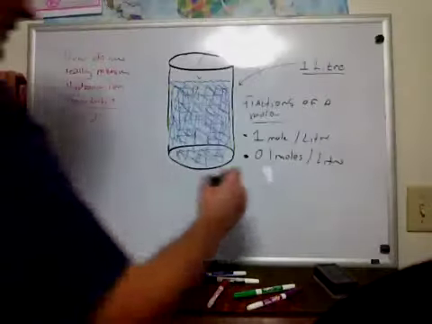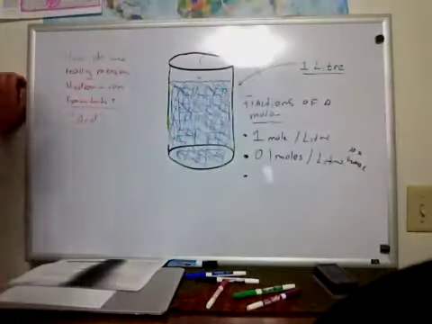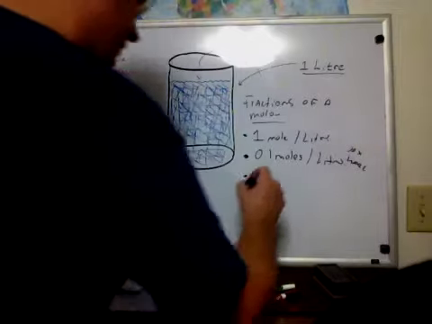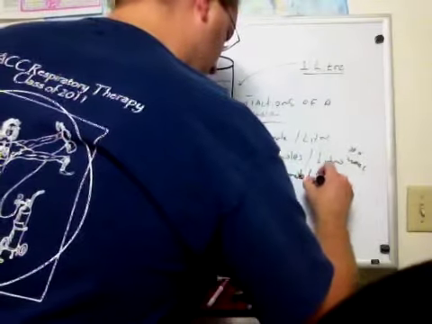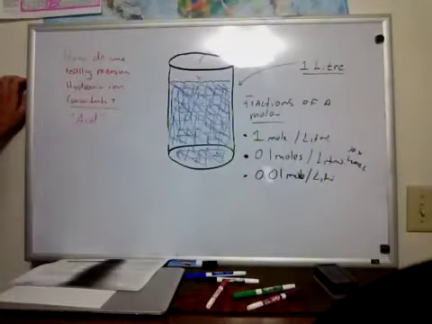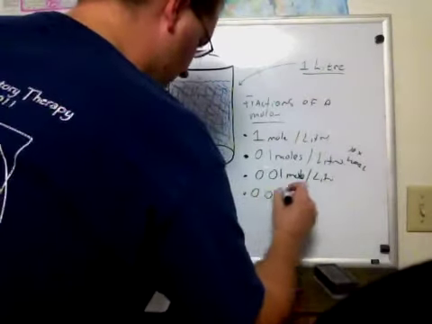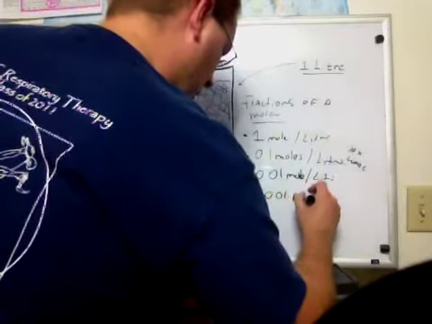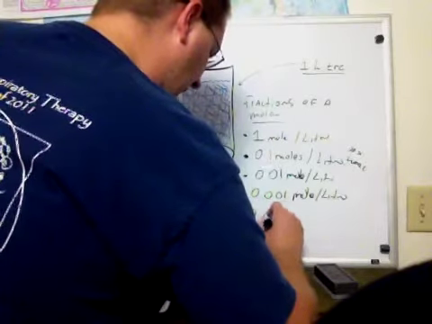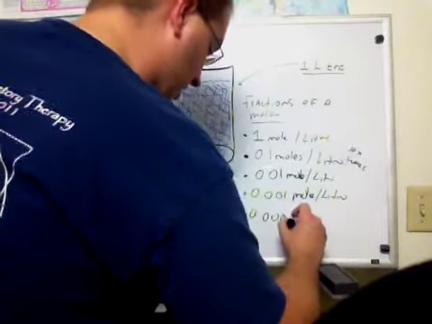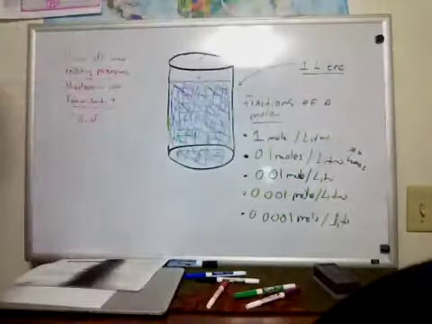And so this is 10 times weaker now. Let's say I want to make it yet another 10 times weaker. Well, that would be 0.01 moles per liter. And let's say I want to make it even 10 times weaker or less concentrated. Well, that's going to be 0.001 moles per liter. And let's make it 10 times weaker yet, 0.0001 moles per liter.